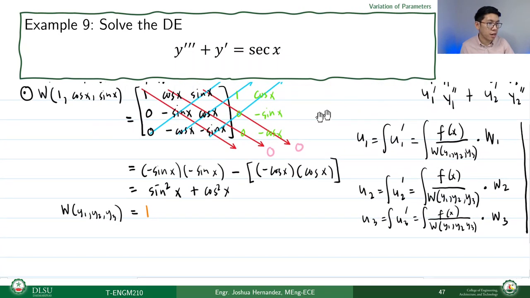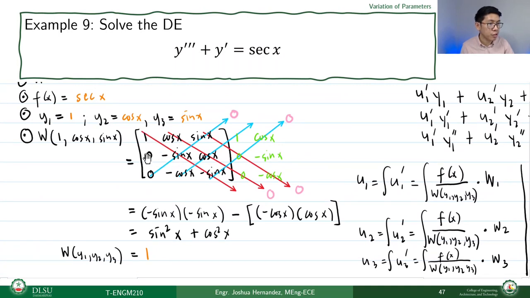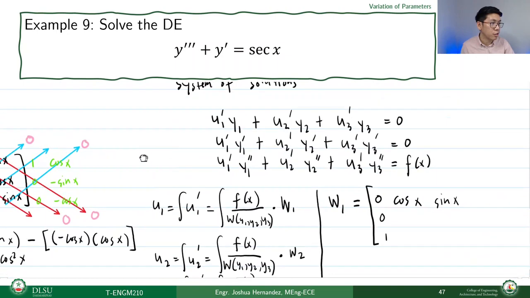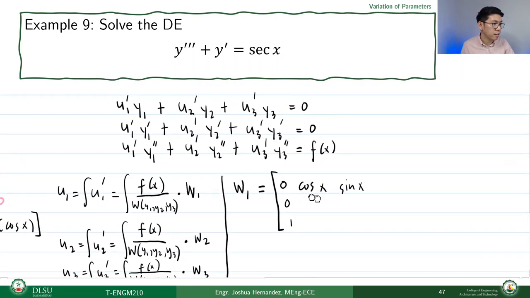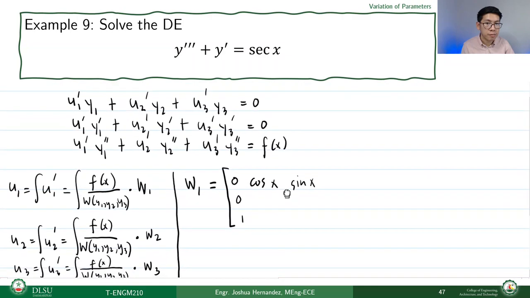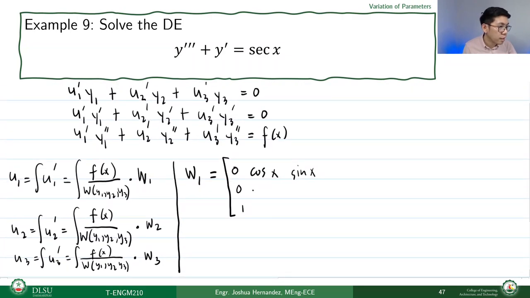Actually, you can base this on your Wronskian. You just replace this with 0, 0, 1, then copy the rest, because it is the same. You can also differentiate it and get the equivalent negative sine x and cosine x, and then negative cosine x and negative sine x. Now, again, the basket method. So this will become, we copy 0, 0, 1, and then cosine x, negative sine x, and then negative cosine x.